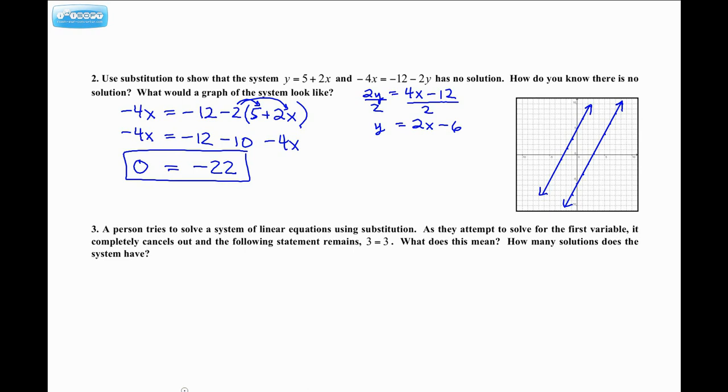Well, if you think about it, it's almost exactly the same as number 2. The only difference is, after the variables canceled out, I was left with a statement that didn't make sense. It was untrue. But what if you're left with a statement that is true? Because after all, 3 does equal 3. Well, you're trying to solve a system. You're trying to find specific numbers for x and y. But if they always cancel out no matter what, and you get a statement that's always true, well, it means you have infinitely many solutions.